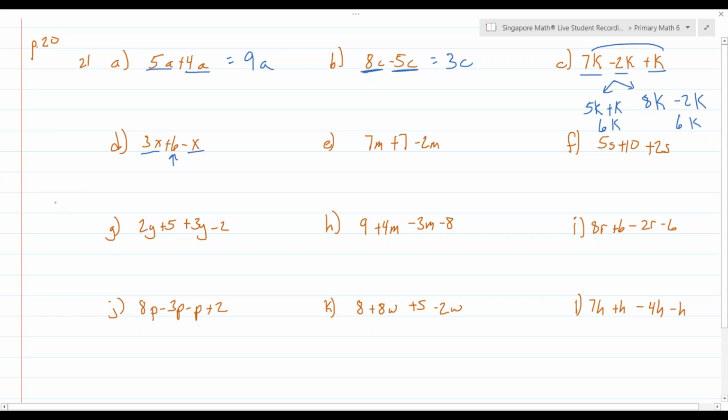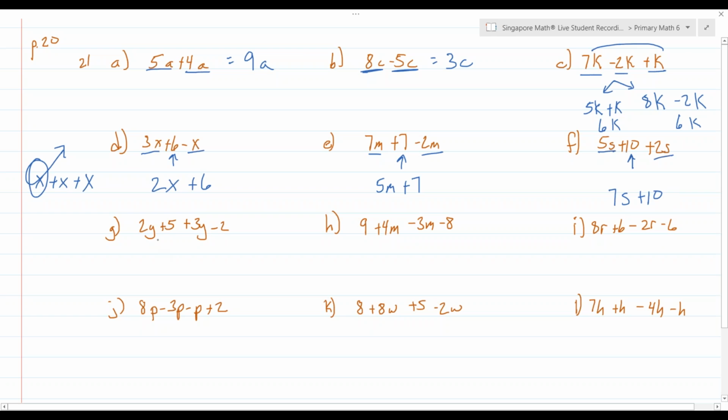3x, take away x. Of course, that's not 3 because we have x, x, x. That's what we mean by 3x. So when we take away x, what we have are 2x. Add 6. 7m plus 7 minus 2m will leave us with 5m plus 7. 5s plus 10 plus 2s gives us 7s plus 10.